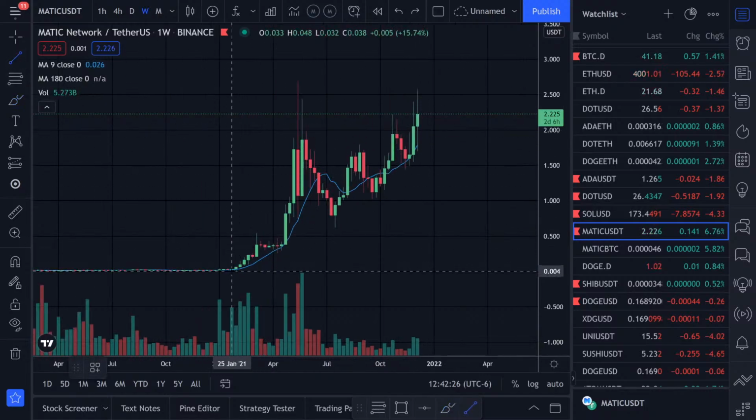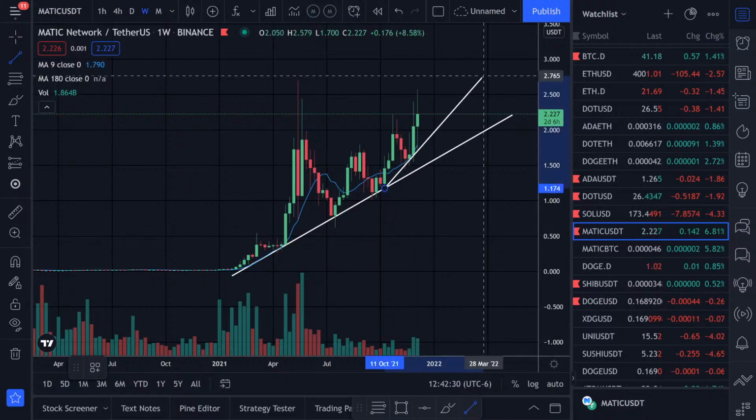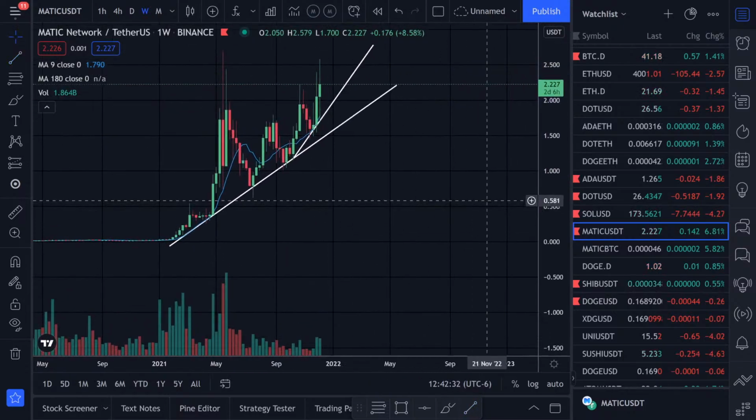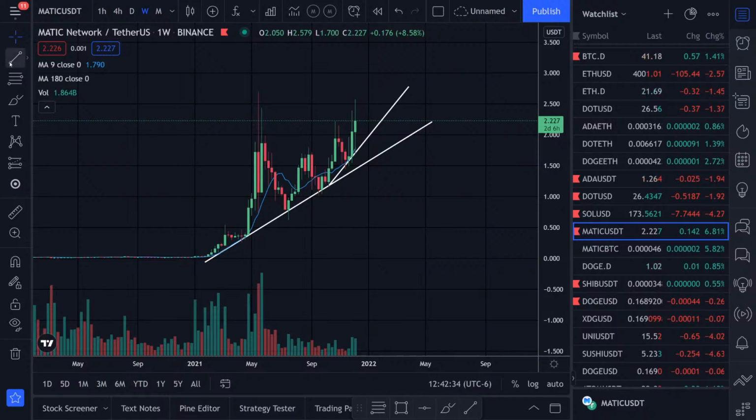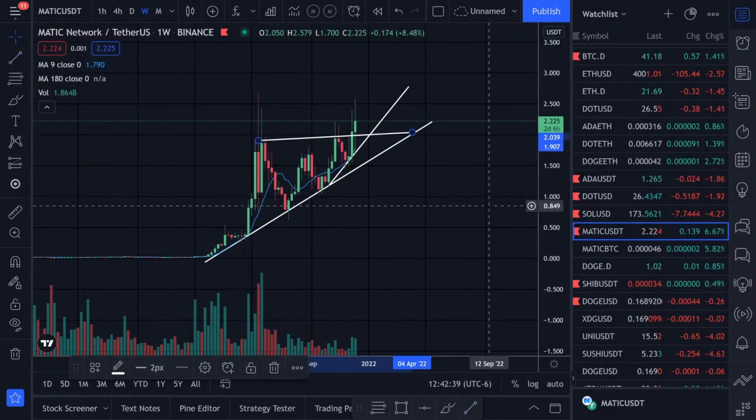And then we could also do this bigger uptrend like this. We have one going like that, we have another one going like this. So MATIC in general looks pretty good. Just broke this trend line right here. This is the weekly time frame, so pretty good stuff. All right.